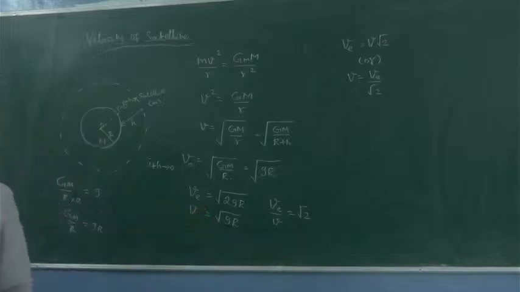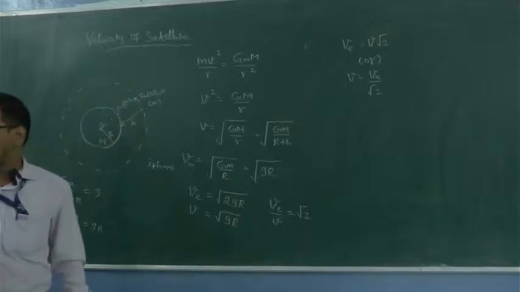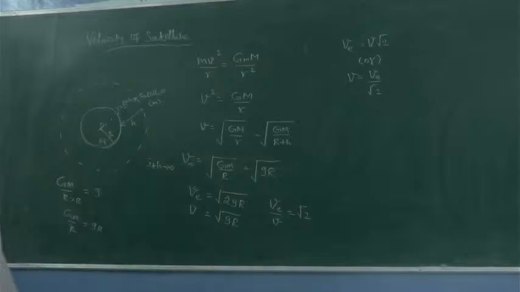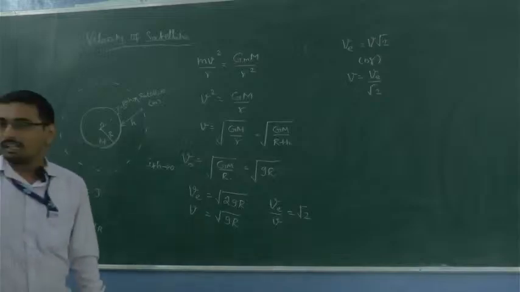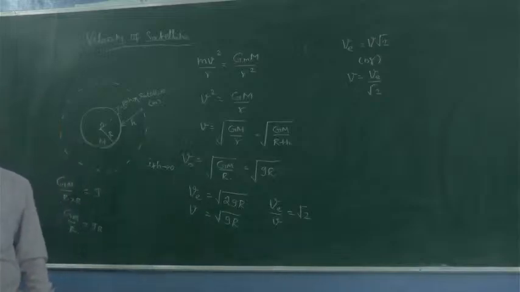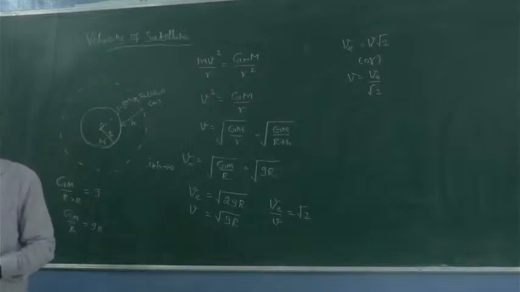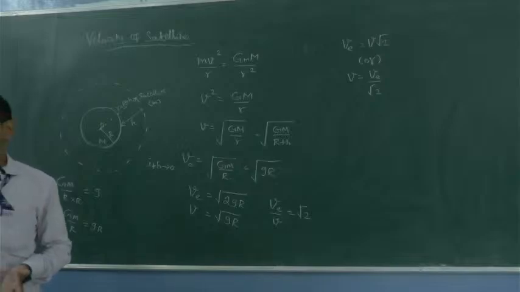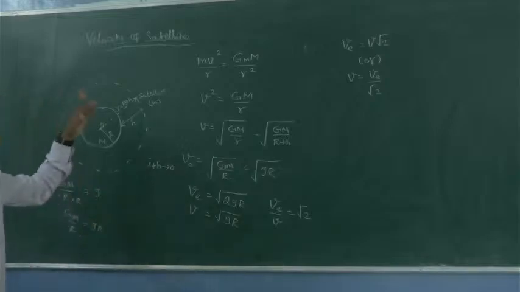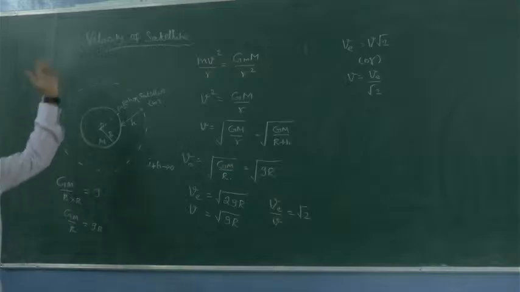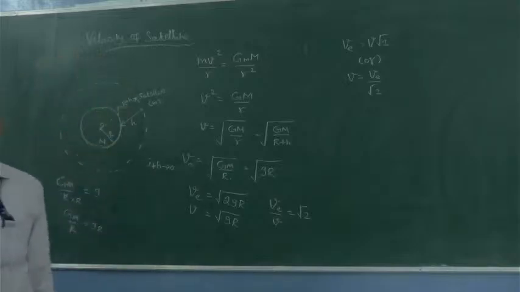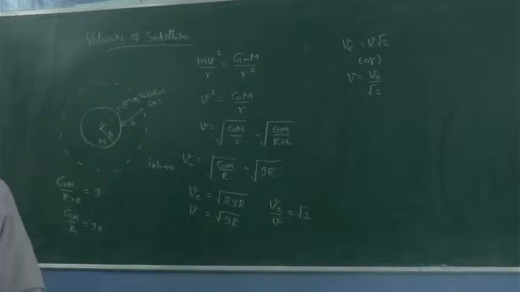Now tell me which velocity is greater. Escape velocity is greater than orbital velocity. That means no satellite velocity should exceed escape velocity. All satellite velocities are lesser than escape velocity. Why? Otherwise it will move away from the Earth's gravitational pull, and then it won't give any information regarding the Earth surface. So in order to revolve any satellite around the Earth, its orbital velocity or parking velocity should be lesser than escape velocity.